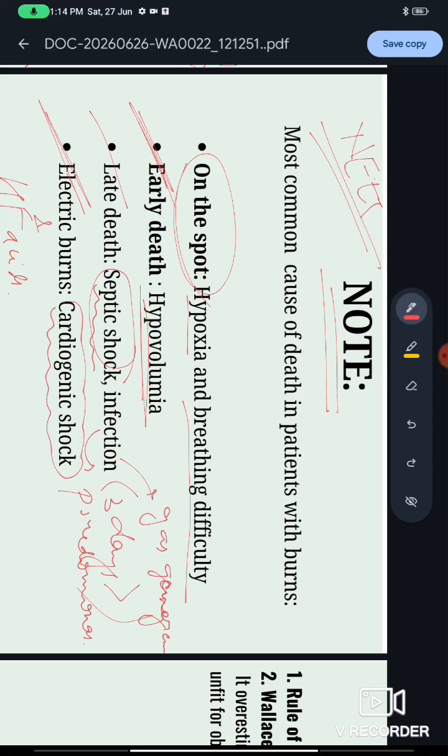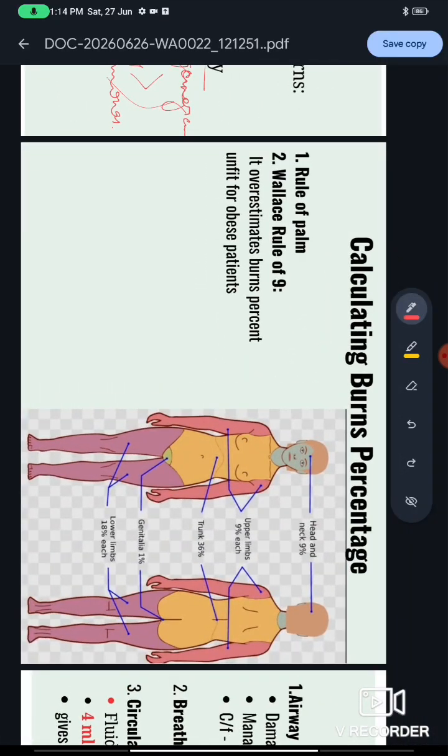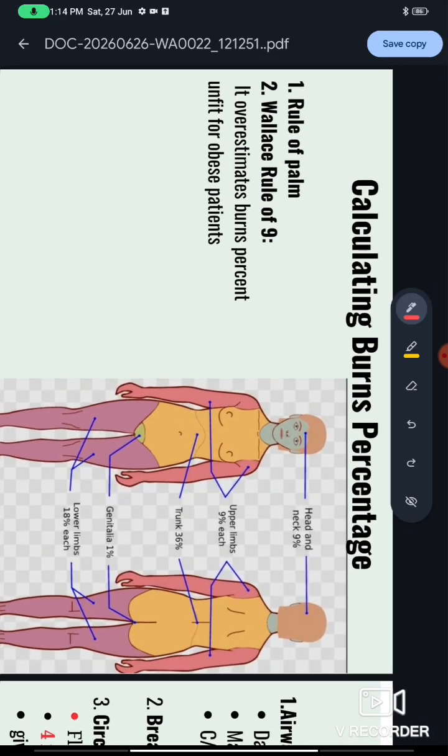Now let us move to another high yielding topic of this chapter. Now, whatever I teach from this point onwards, it is very, very important from the competitive point of view. So please pay attention and try to understand the concepts also.